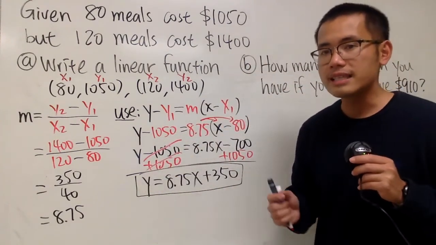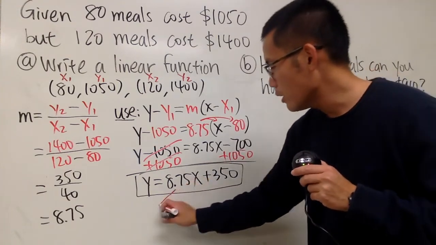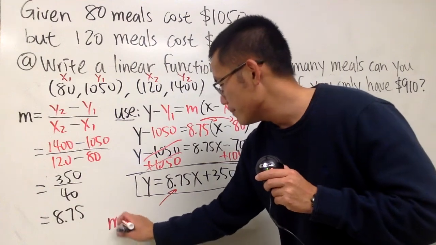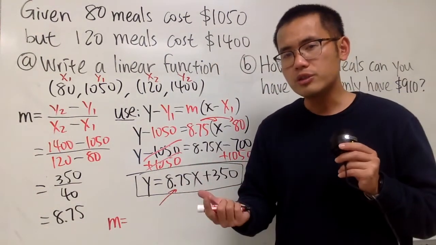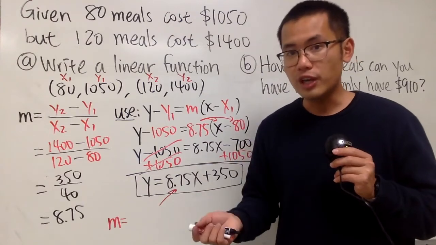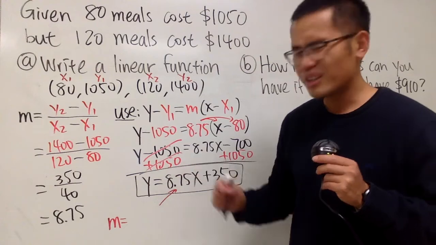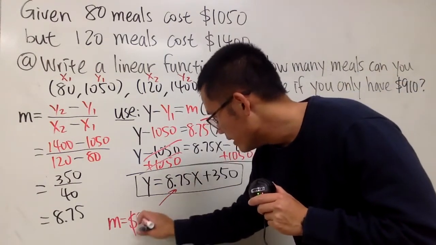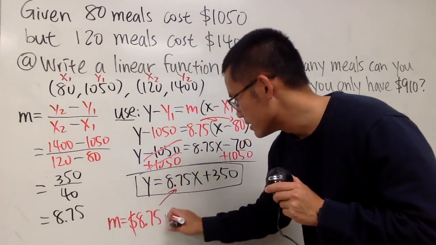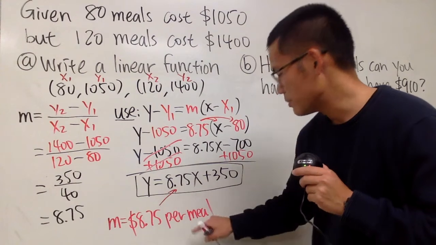However, the question is also asking us to describe what the slope means, right? And again, this right here is the slope. I'll just write it down. The m is equal to 8.75. But remember, in a situation like this, the slope is the rate of change. And because we're talking about the meals, this right here is the price per meal. So $8.75 per meal. Not so bad in my opinion, right?